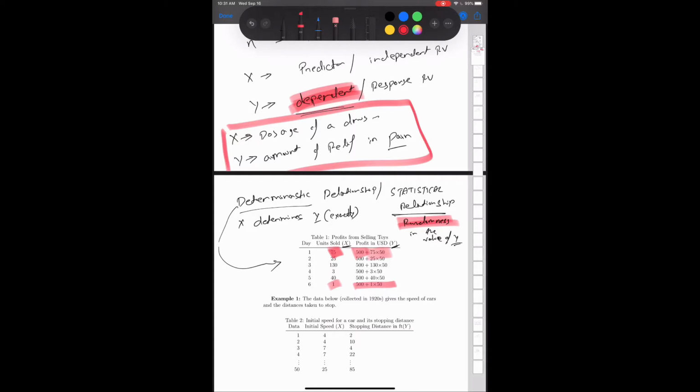Since the profit is exactly determined by the units sold, this is a deterministic relationship. This is a mathematical formula that is exact.